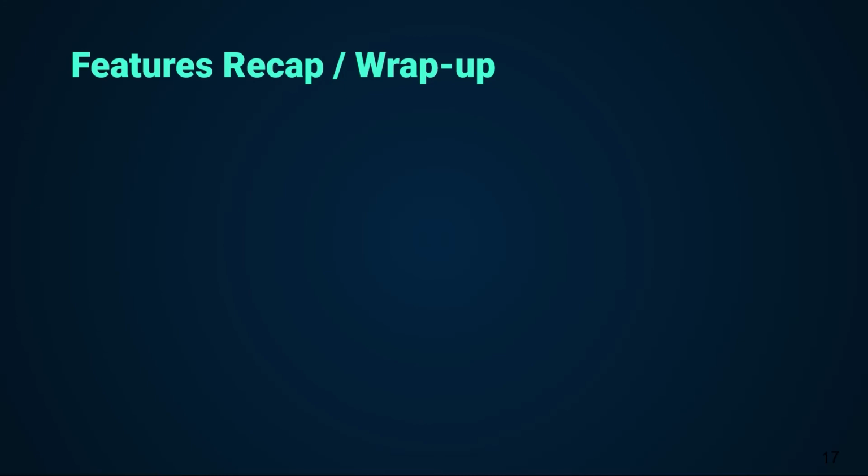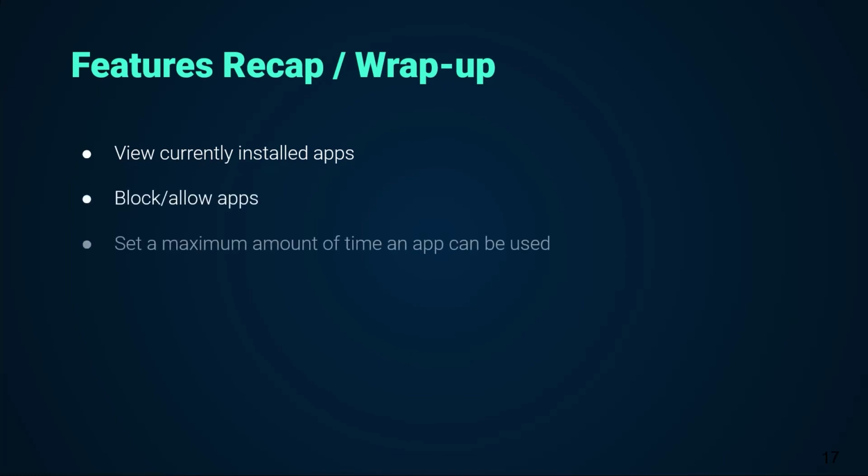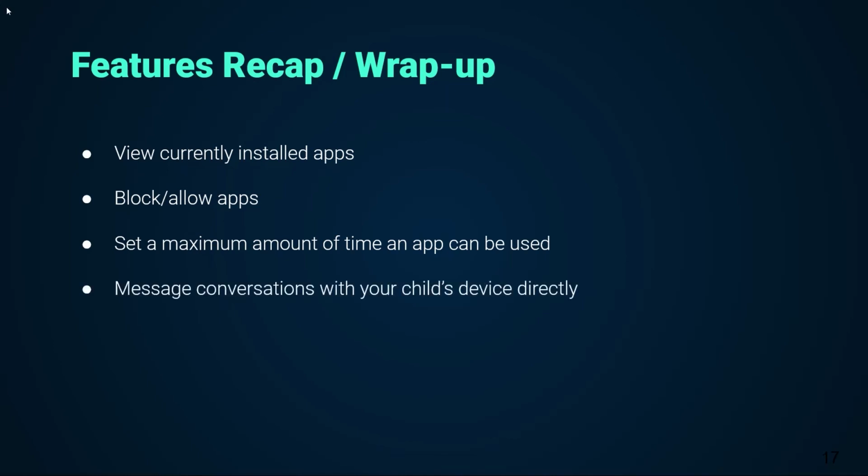To recap these features, Valiant Guard allows you to view currently installed apps on your child's device. You can block or allow those applications. You can set how long a child can use that application during the day. You can directly message your child in case they're too busy playing a game and won't answer their phone.